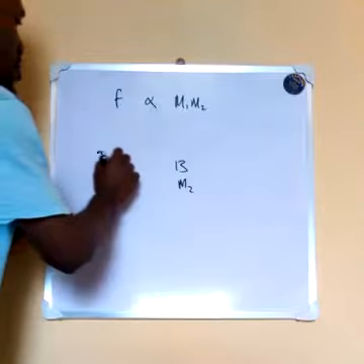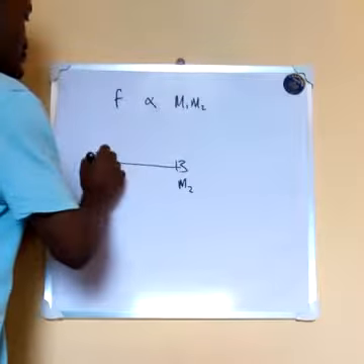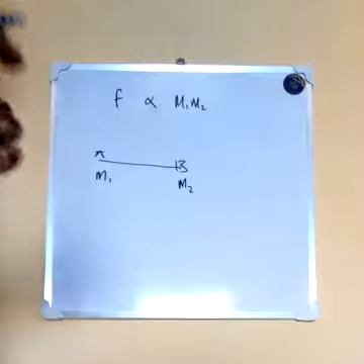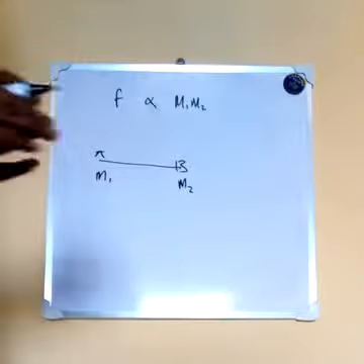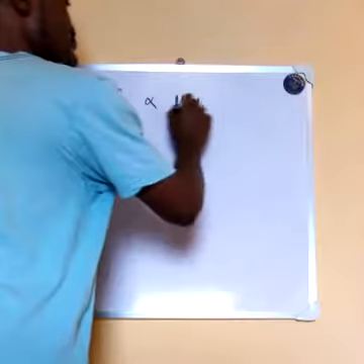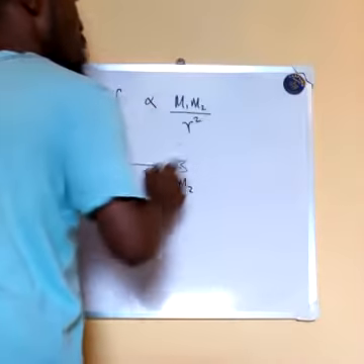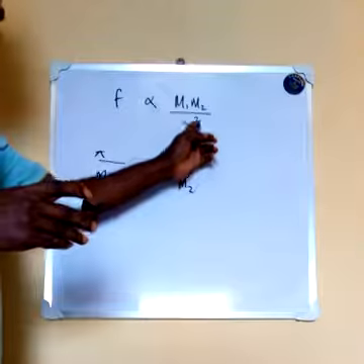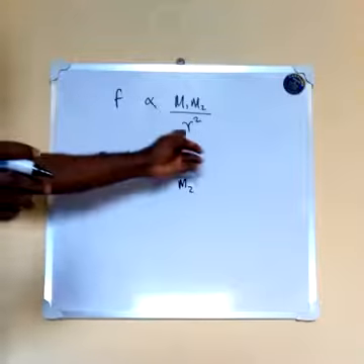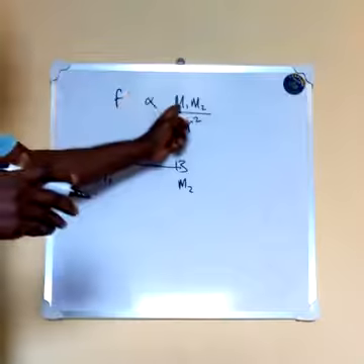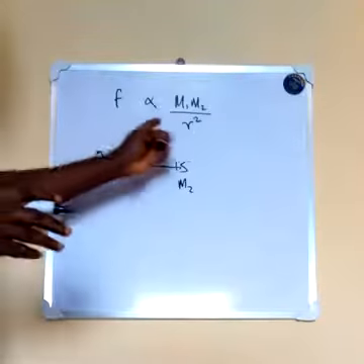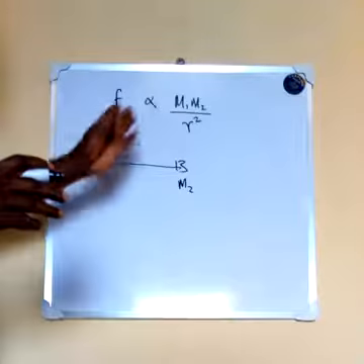The distance from here to here, from center to center. So it's inversely proportional to the square of the distance separating them. So you take R as the distance separating them. So R is the distance, don't forget. M1 and M2 are the masses of the two bodies. So you have the distance between them. This is what the law says.